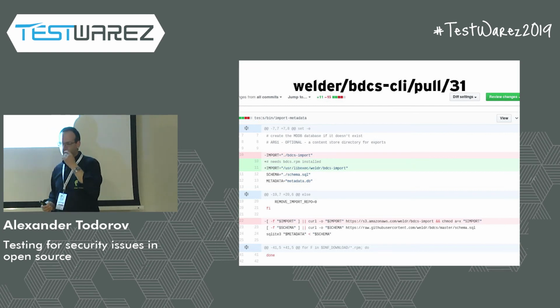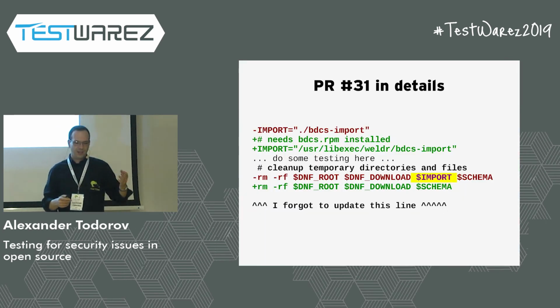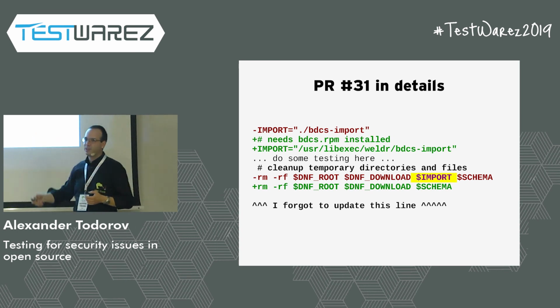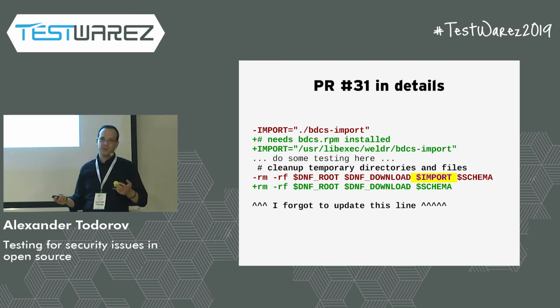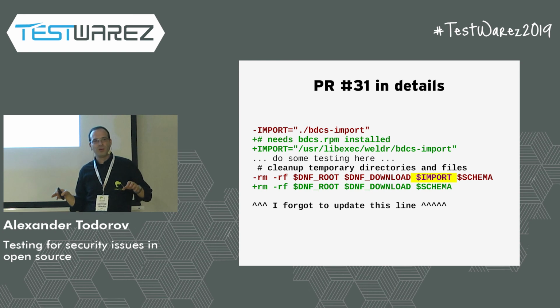So I sent this pull request. It's a very innocent pull request. I will show it to you in more detail. The story here is this is part of a test script which is using this import program, which has been compiled in the local directory. And the developer one day tells me, Alex, you don't need to compile this into the local directory anymore. We have this program installed system-wide on all the slave systems, so please use it from the system-wide location.